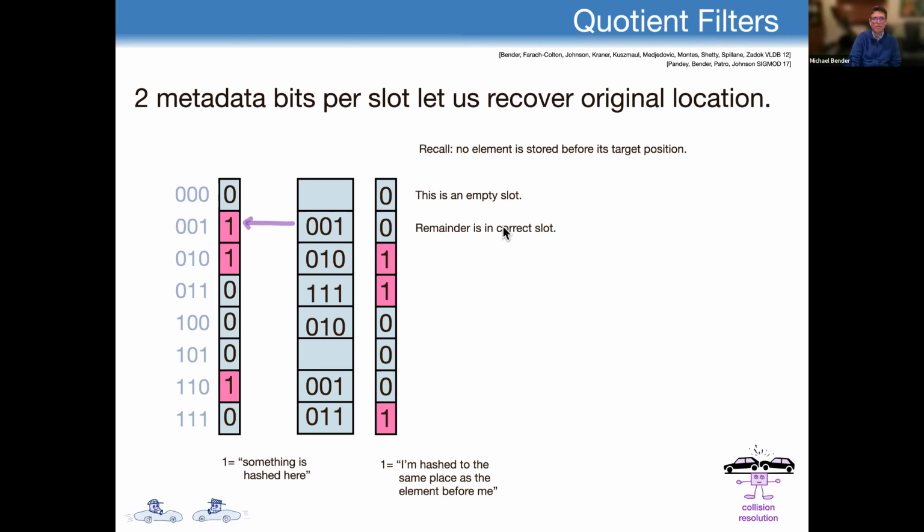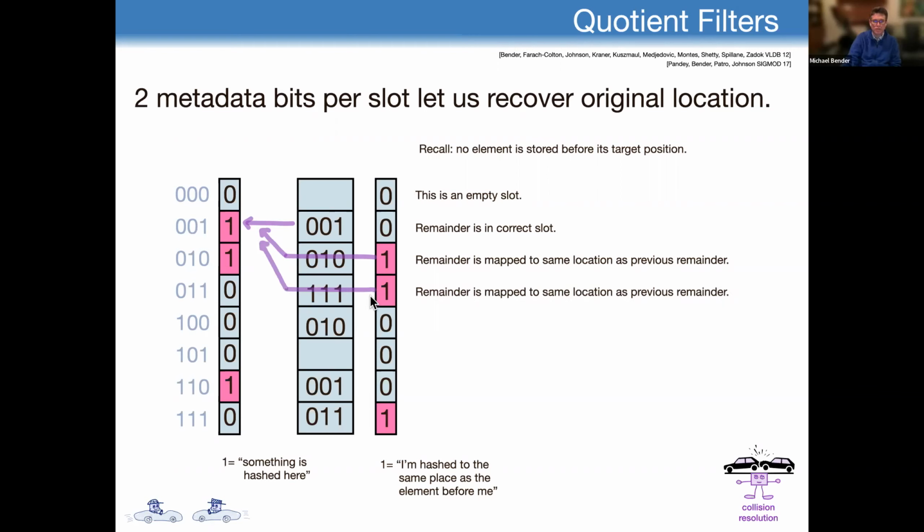I said, this is saying the remainders in the second slot. And now this remainder is mapped to the same location as the previous remainder. So this is actually encoding 0, 0, 1, 0, 1, 0. And that 1 here is saying the remainder is mapped to the same position as the previous remainder. Same here, this 1, 1, 0, that 1 is saying that the remainder is mapped to the same location as the previous remainder. And so this is encoding 0, 0, 1, 1, 1, 1. So now that metadata bit is a 0, which means this remainder is mapped to the next array position.